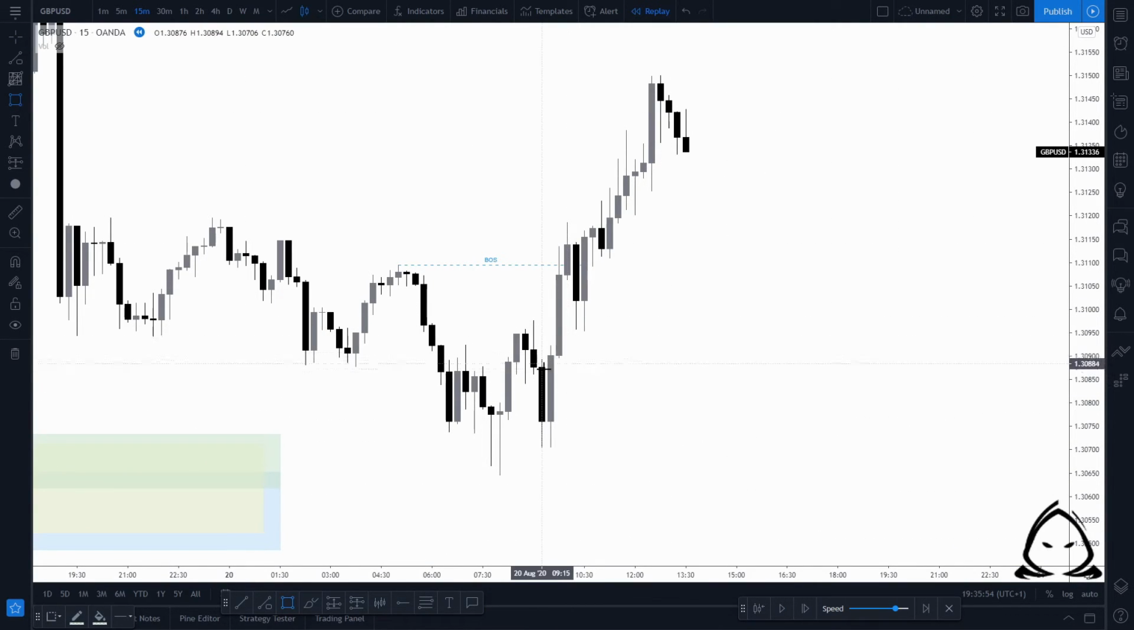And as we can see, momentum came into the market here. We've created some imbalance that still can be filled. Our down move candle before the break of structure here.